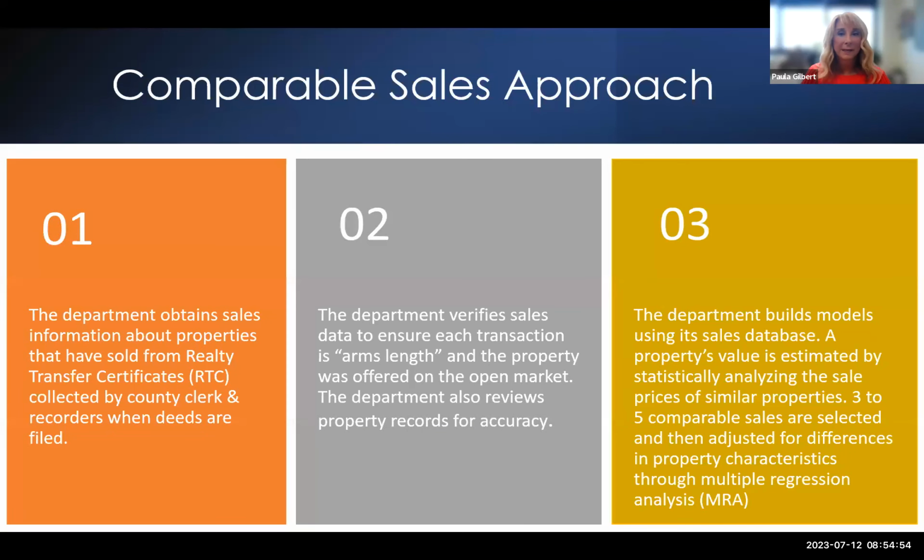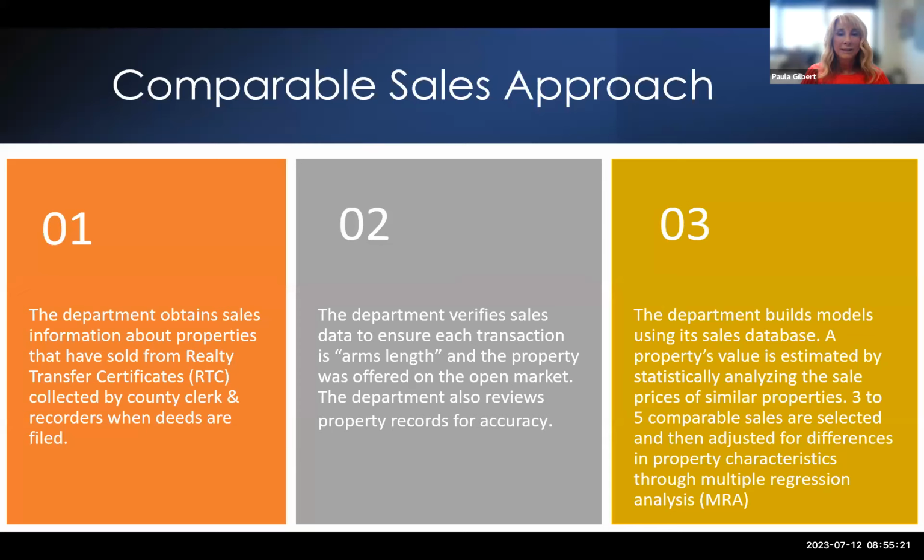The next is the comparable sales approach. Because the state of Montana is a non-disclosure state, when property sells, a realty transfer certificate is required to be provided when a deed is filed with the clerk and recorder's office. This form gives the department the ownership information as well as the sales information, and this sales information is required by statute to be kept confidential.